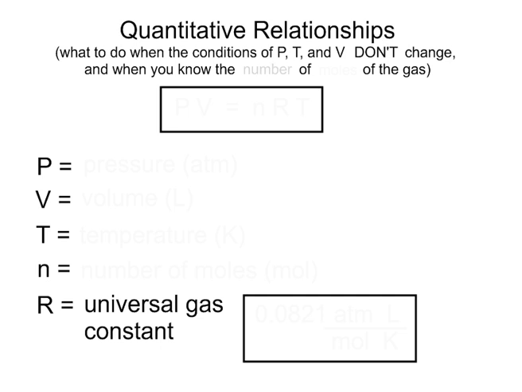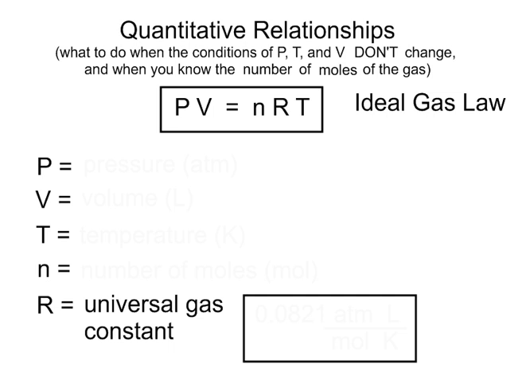When you know the number of moles of the gas. Okay, so for this particular equation, it's called the ideal gas law, and it is P times V is equal to N times R times T. And I suppose we should have the name written down here as the ideal gas law.